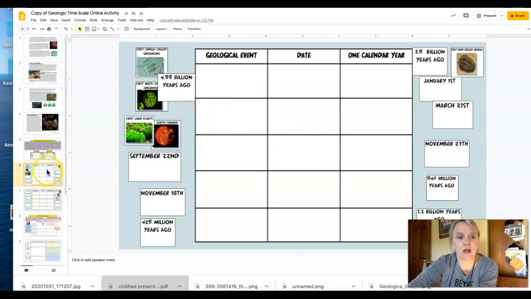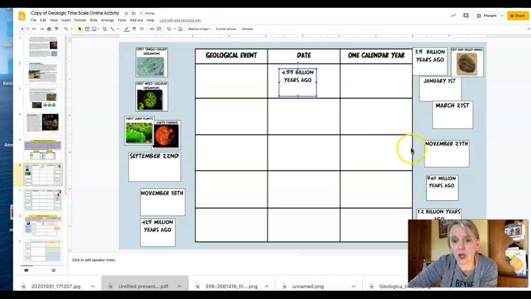So on these 2 slides, 6 and 7, you are to drag these boxes over to fill in this chart. I recommend starting with the date. This is how many millions or billions of years ago before present. You're going to find the biggest number, and in this case, it's going to be 4.55 billion years. All right, so we will drag that right into here. The next largest increment of time is 3.5 billion years, so we would drag that right here. The next would be 1.2 billion years.